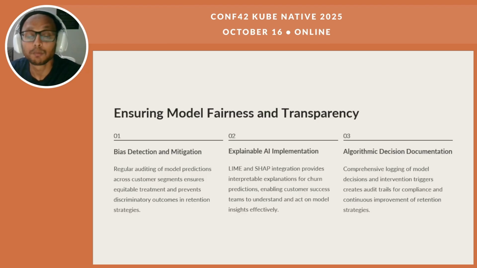Second, having an explainable AI implementation, right? Integrating tools like SHAP and LIME. They basically provide interpretable explanation for churn prediction. Why this is critical is it helps customer success teams to understand if a customer is at risk and how do they intervene effectively.